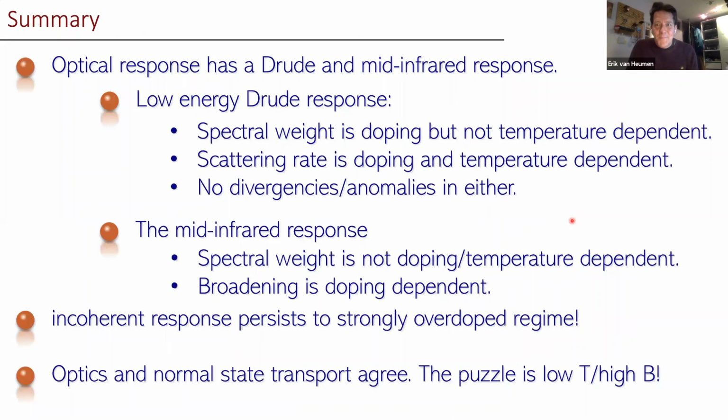All right, that's more or less all I had to say. So I hope that I've convinced you that there are two components in the optical conductivity of cuprates. I've summarized the properties of these two components here. And the interesting thing is that this incoherent response really persists from very low dopings all the way to the most strongly overdoped samples that we've measured.